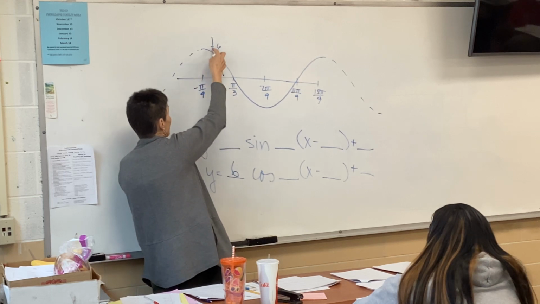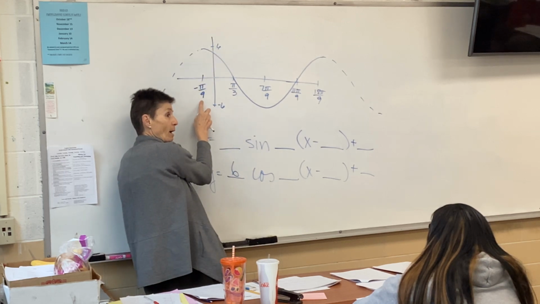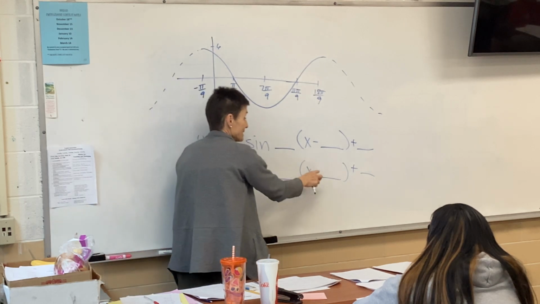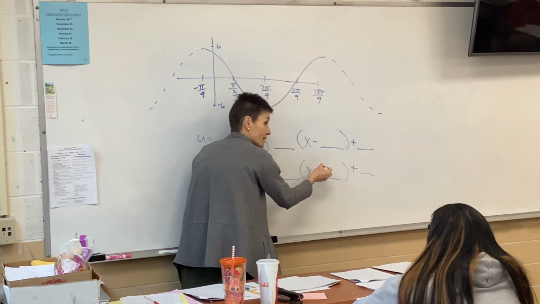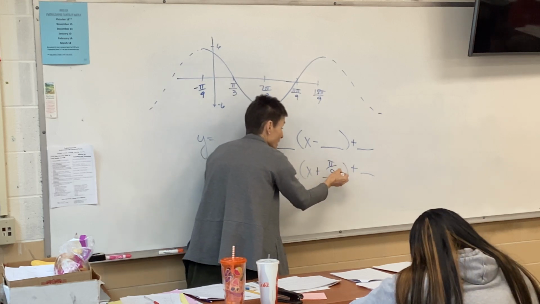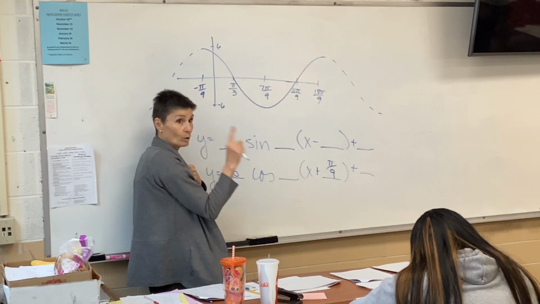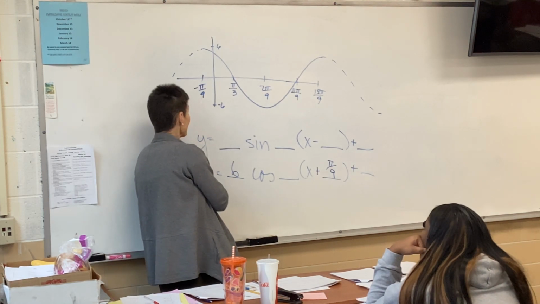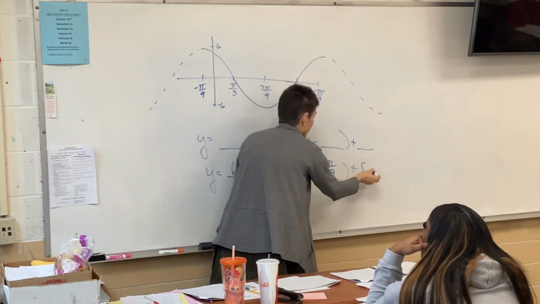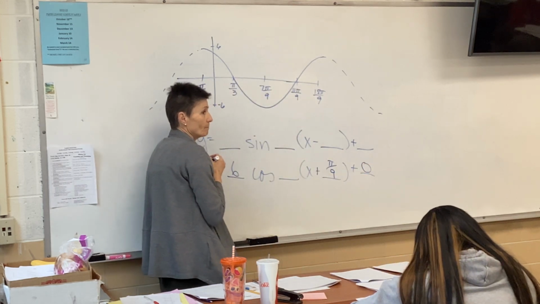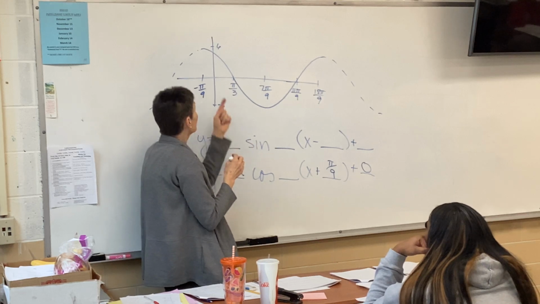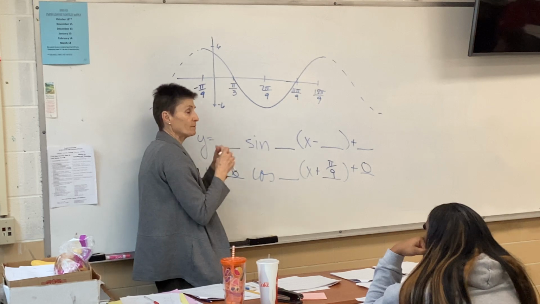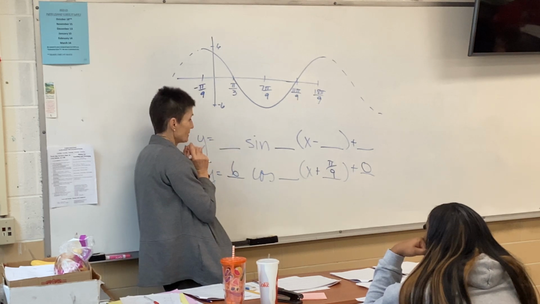It looks like it has been shifted pi over 9 to the left, which means inside the parentheses will be plus pi over 9. Right? That's your horizontal shift. It doesn't look like it's been lifted up or down at all, so I'm going to put a 0 there. You can tell that real handily because top point's 6, bottom point's -6. So it hasn't been shifted at all. It's just doing what it does.